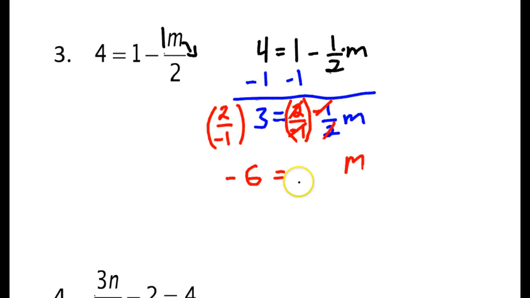So again, you can check these, do the whole check, or you can mentally check them if you don't have time to write it out. Just think, well, half of -6, -6 divided by 2, would be -3. 1 minus -3 is 4. So yeah, it checks out. I didn't even have to write it down. I know it's correct.